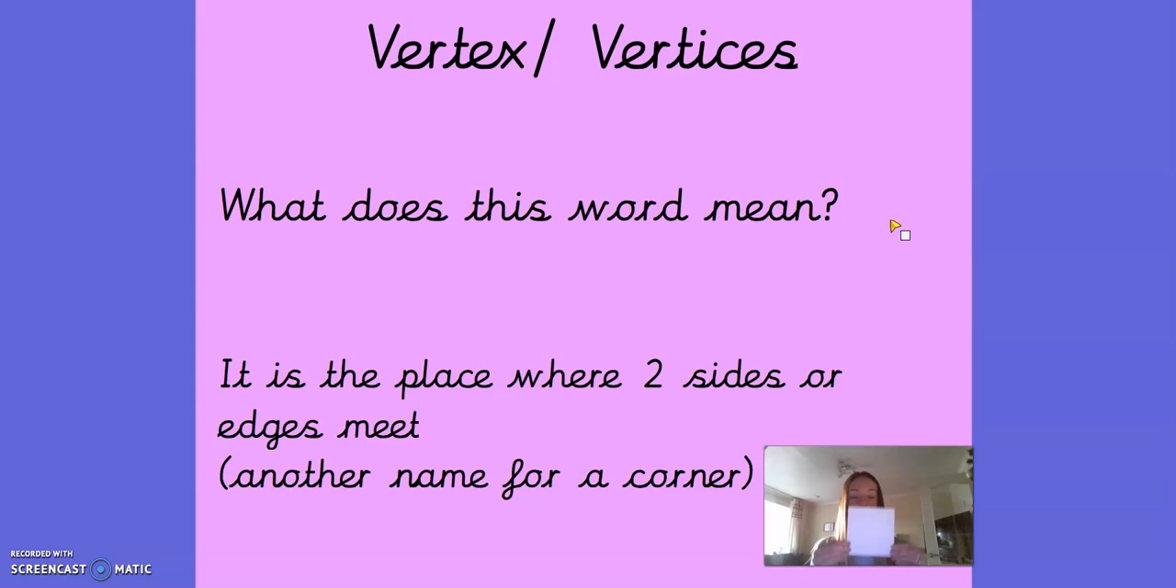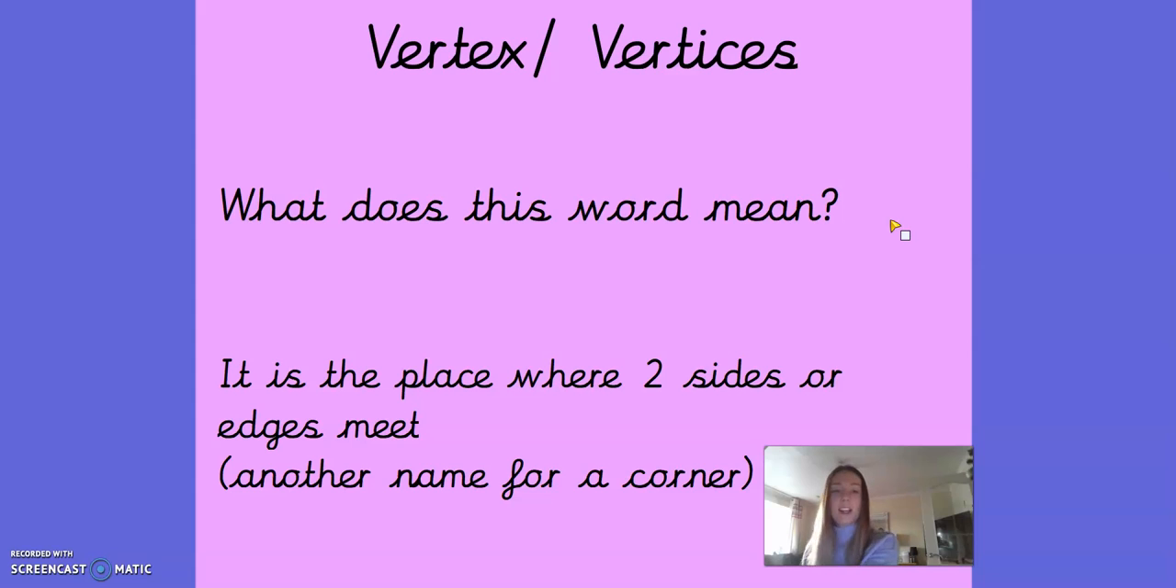So if I've got my square here, I can see it's got 1, 2, 3, 4 sides. And if I look at this side here and this side here, I can see that they're joined by this corner, this point. And the special maths word for this is vertex, or vertices if we're talking about more than one. So this is a vertex. Let's see if we can count how many vertices there are on this shape. 1, 2, 3, 4. A square has 4 vertices.